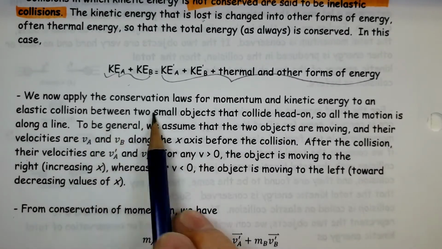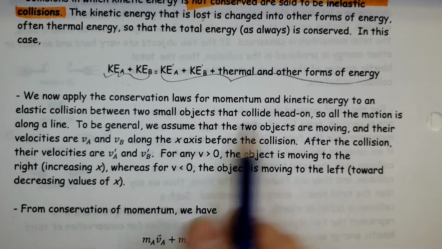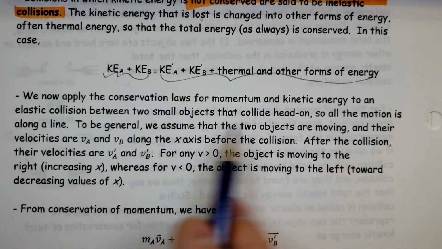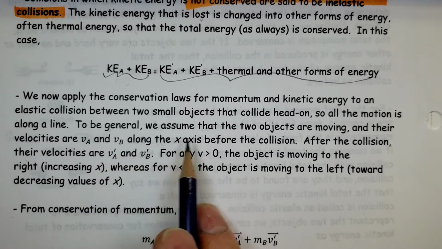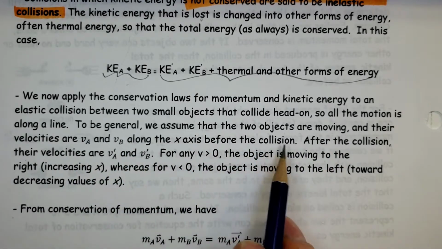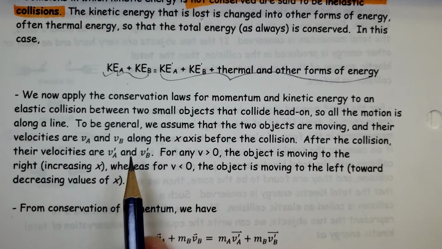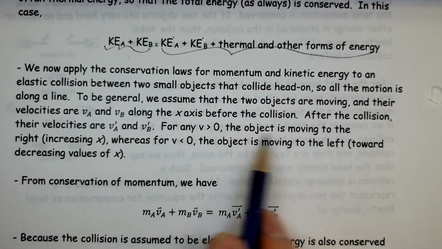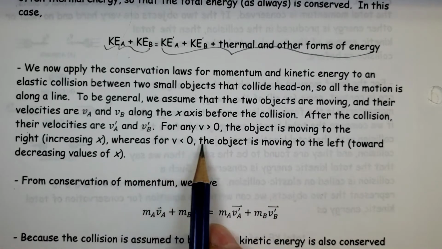We now apply the conservation laws for momentum and kinetic energy to an elastic collision between two small objects that collide head-on, so all the motion is along a line. To be general, we assume that the two objects are moving and their velocities are vA and vB along the x-axis before the collision, and after the collision, they're primed. For any v greater than 0, the object is moving to the right, and v less than 0, moving to the left.